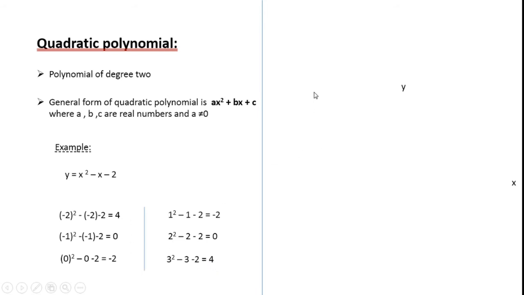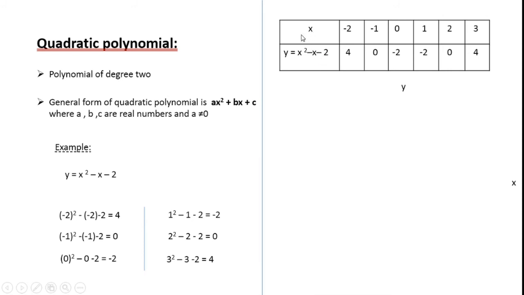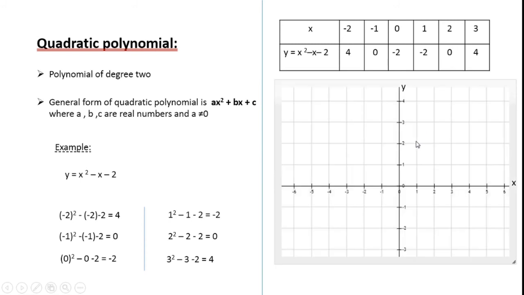Now we can write them in tabular form. Here are the x values and here are the y values. x equal to minus 2, we got 4. x equal to minus 1, y is 0. x equal to 0, y is minus 2. x is 1, y is minus 2. x is 2, y is 0. x is 3, y is 4. Now we can draw the graph.